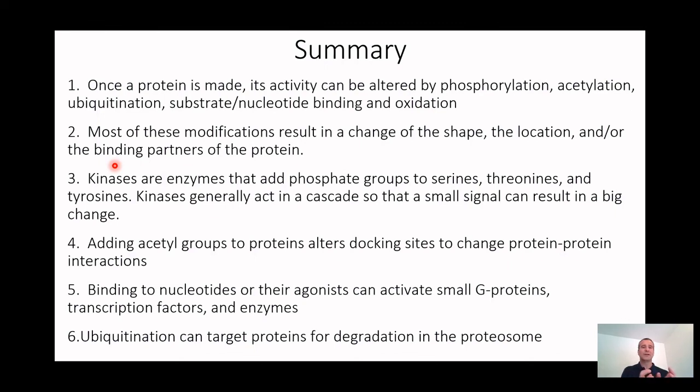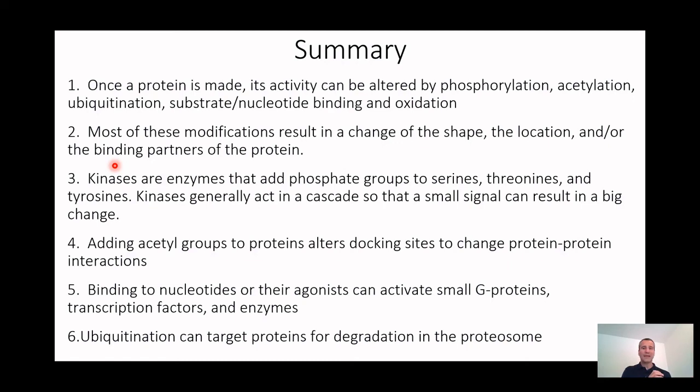Instead of phosphorylation and dephosphorylation, we look at acetylation and deacetylation. The enzymes that add acetyl groups are acetyltransferases, and the ones that take them off are deacetylases. By adding that neutral acetyl group to a positively charged lysine, we're going to modify the protein.